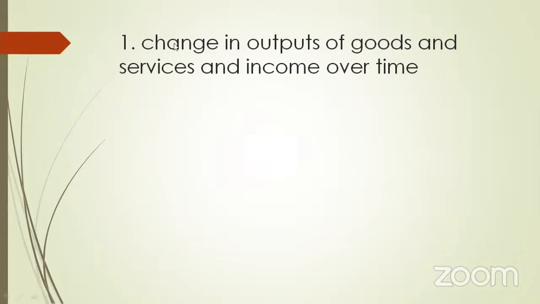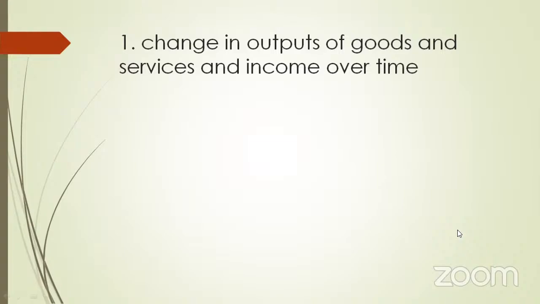You are GDP. What is the question? Can you repeat again? On the screen. Can you see the screen? Question number one: change in output of goods and services and income over time. What is the term for this? You are free to consult your Google or your notes. Is it GDP? No. Anybody take another guess?